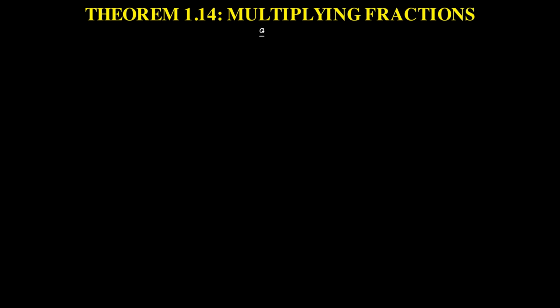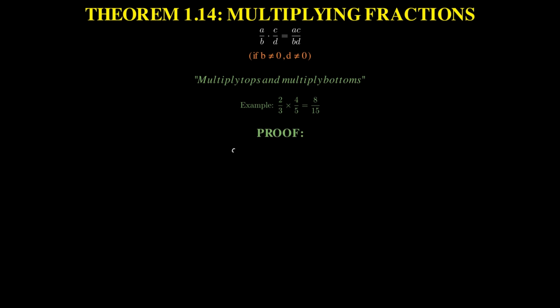Theorem 1.14. Multiplication of fractions. a over b times c over d equals a times c over b times d when b and d are not equal to 0. The rule is multiply numerators and multiply denominators. For example, 2/3 times 4/5 equals 8/15. Proof. a over b times c over d equals a times b inverse times c times d inverse equals a times c times b inverse times d inverse equals a times c times (b times d) inverse equals a times c over b times d.